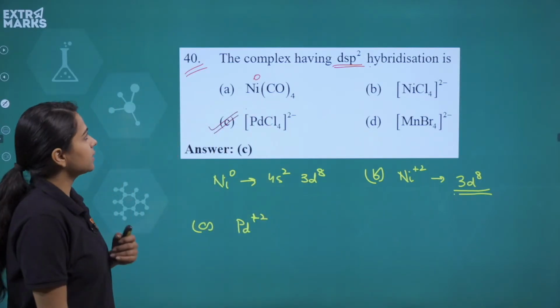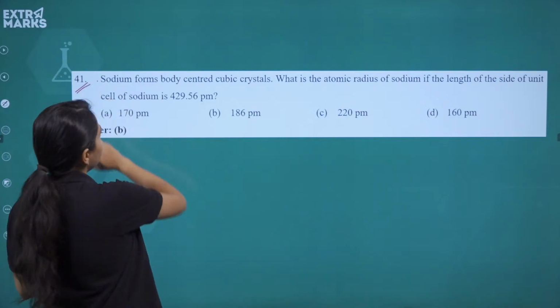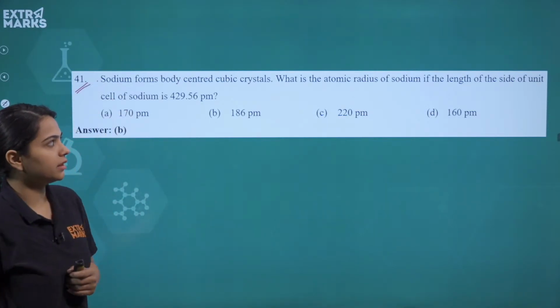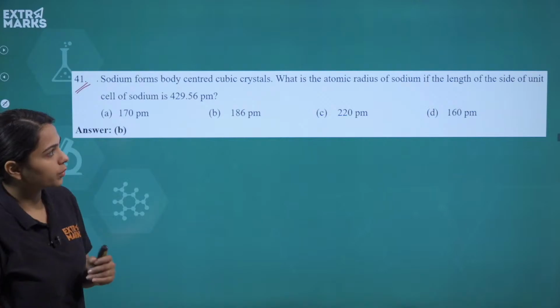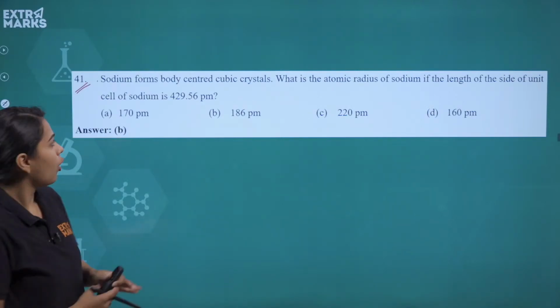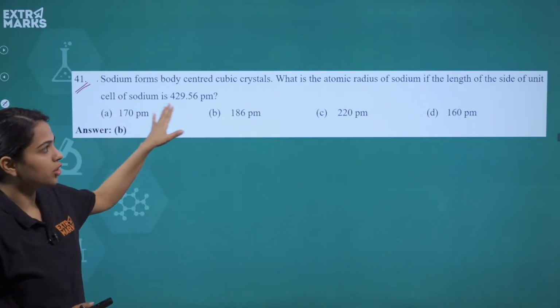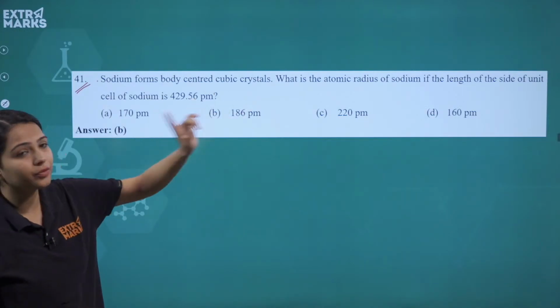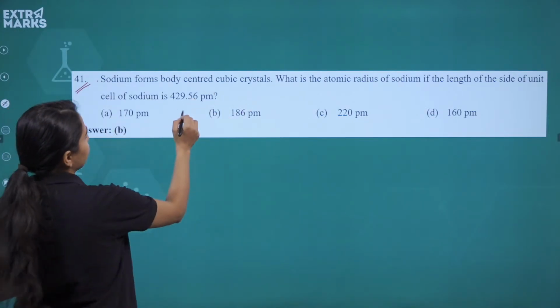Okay, next question, number 41. Sodium forms body-centered cubic crystals. What is the atomic radius of sodium if the length of the side of the unit cell of sodium is this much? Now what is given to us? Length of the side, that is a, is given to me.